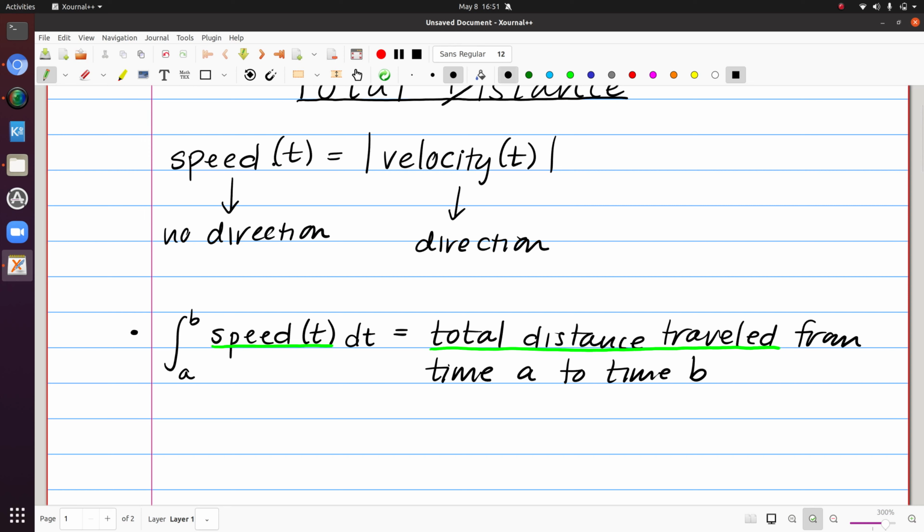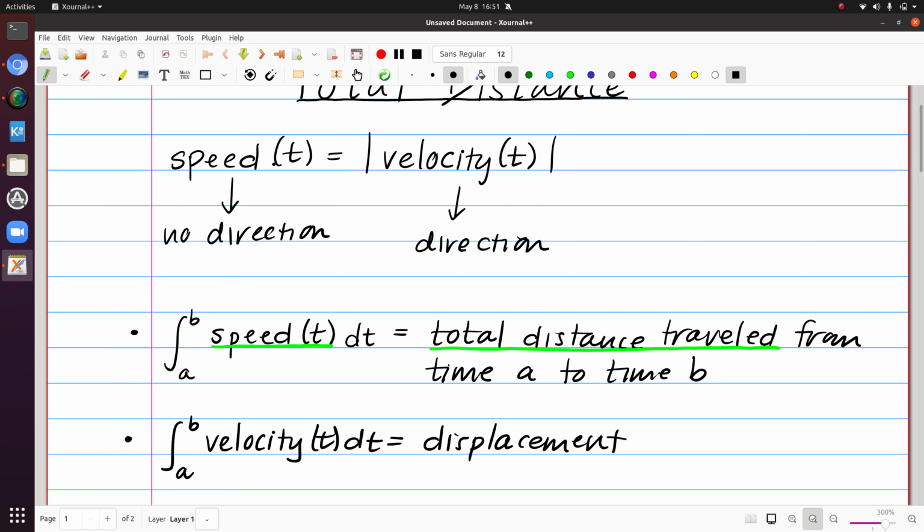However, if instead you integrate velocity with respect to t, that's going to give you what we call displacement. It tells you how far you are from where you started. And this is again from time A to time B. So integrating velocity gives us displacement.